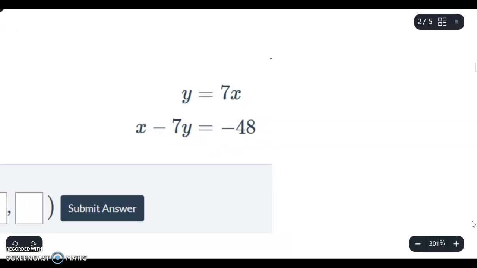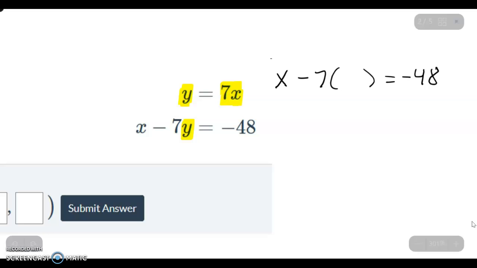So what we're going to do is rewrite the second one here: x minus 7, I'm going to put parentheses here, that's y, is equal to negative 48. So what I'm going to do is plug in or substitute this y. Now I'm plugging in not 78 but 7x. So now I'm plugging in 7x here.